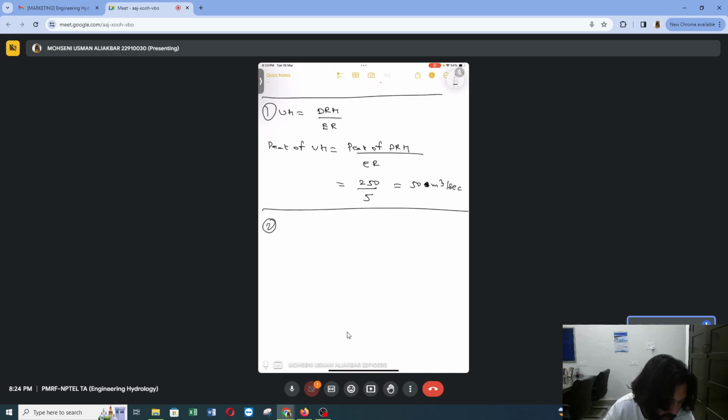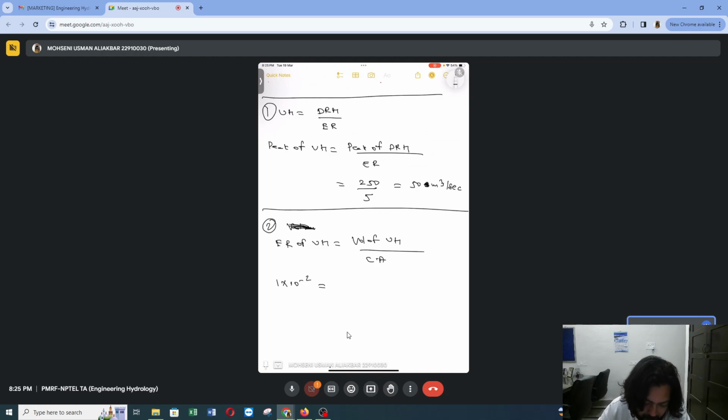Now the second unknown that they have asked is to calculate the width. So in order to calculate the width, we need to calculate the volume, right? So first we will calculate the volume. We know that the excess rainfall of the unit hydrograph is equal to the volume of the unit hydrograph divided by the catchment area, right? So the excess rainfall of the unit hydrograph is nothing but 1 centimeter, that is 10 to the power of minus 2. We want to calculate the volume of the unit hydrograph.